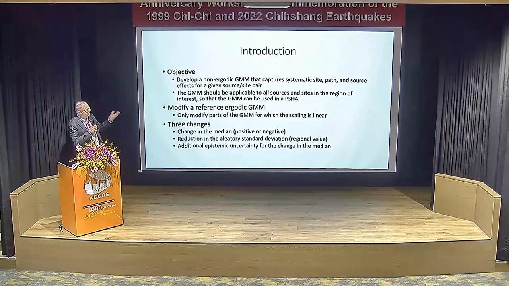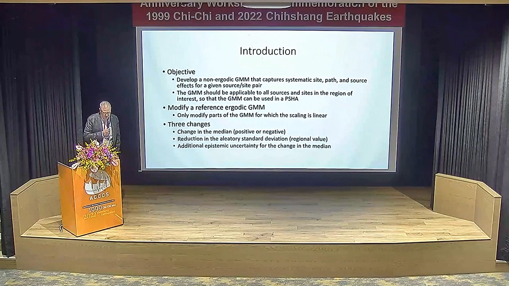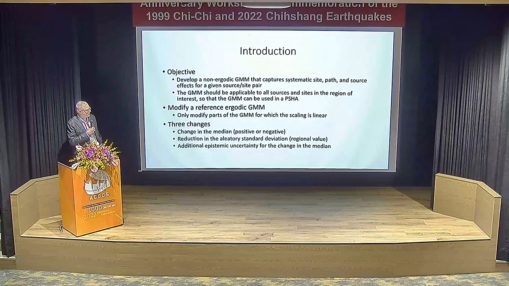Okay, so what are we trying to do? We're trying to develop what we're calling these non-ergodic ground motion models. That means they're just site-specific, right? In any other field, you wouldn't be taking average rock properties around the world and say they apply to my site, or average soil properties, and so forth. So how do we start to capture systematic differences in the site's path and source effects for a given location of where the earthquake is and where the site is?